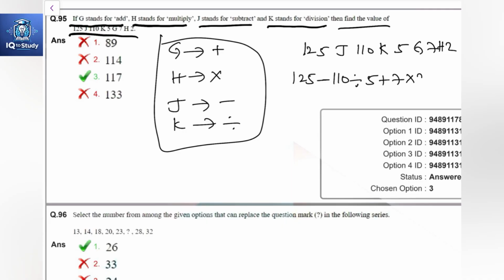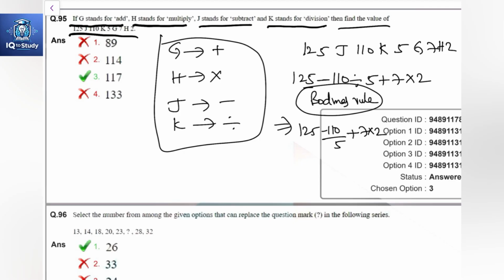Let's apply BODMAS rule here. So 125 minus 110 divided by 5 plus 7 into 2. It becomes 125 minus 22 plus 14, which implies 139 minus 22, that is equal to 117, which is option number 3.